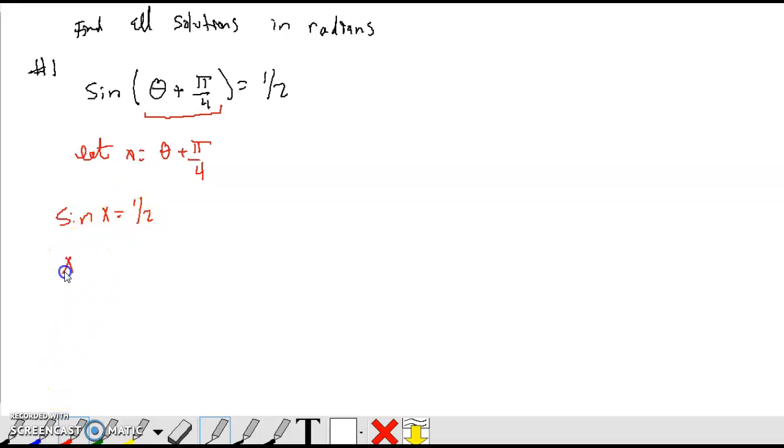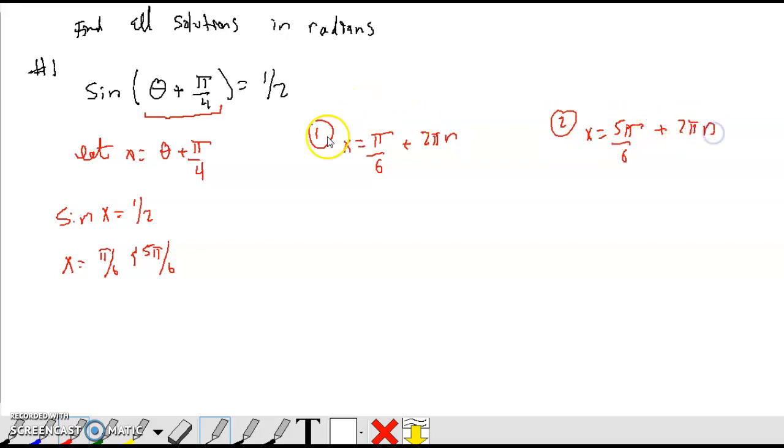Again, I know that it'll be the first and second quadrant, so this will be your pi over 6 and 5 pi over 6. When I come up with my two equations, x is equal to pi over 6 plus 2 pi n. Here's my second equation, x is equal to 5 pi over 6 plus 2 pi n. Again, I'll replace the x with what I originally had. So this becomes theta plus pi over 4 is equal to pi over 6 plus 2 pi n, and then theta plus pi over 4 is equal to 5 pi over 6 plus 2 pi n.